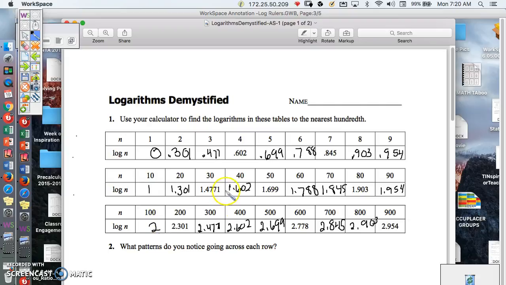So hopefully you'll notice some patterns. Obviously the easiest one to see is as they go down, it's going up by 1. And as you go across, one thing I notice is they're getting closer and closer together. So now the next thing we're going to do is take these values and make a log ruler.